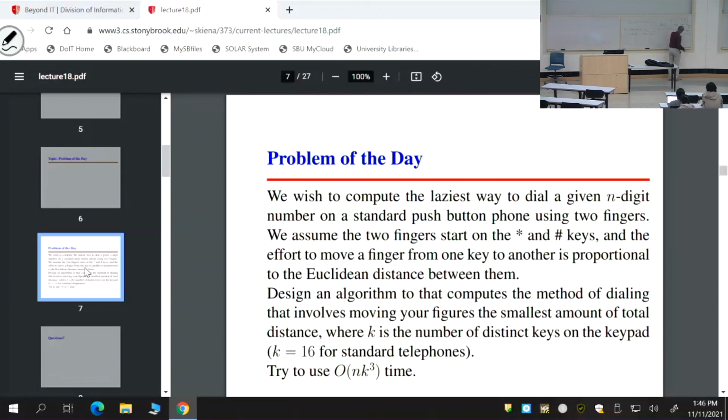On L and R. I know you can't read it, but do you hear what I'm saying? I think this makes sense to me now. Right? C of i, L, R is going to be the cheapest cost to type the first i characters of my text, where my fingers end up on L and R.